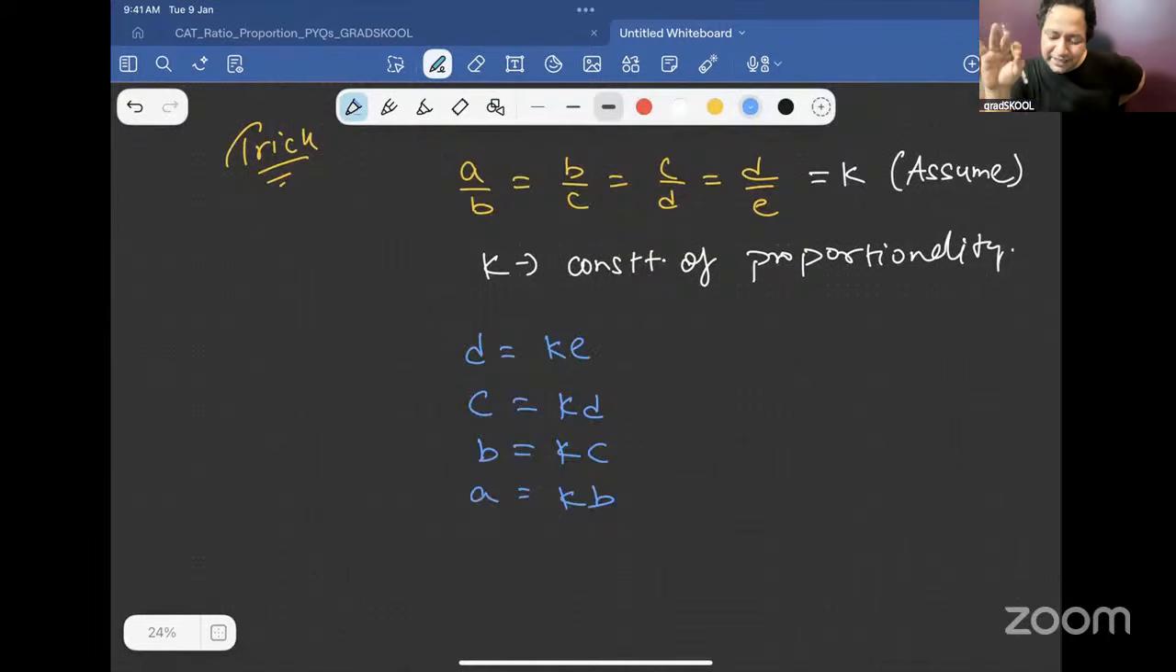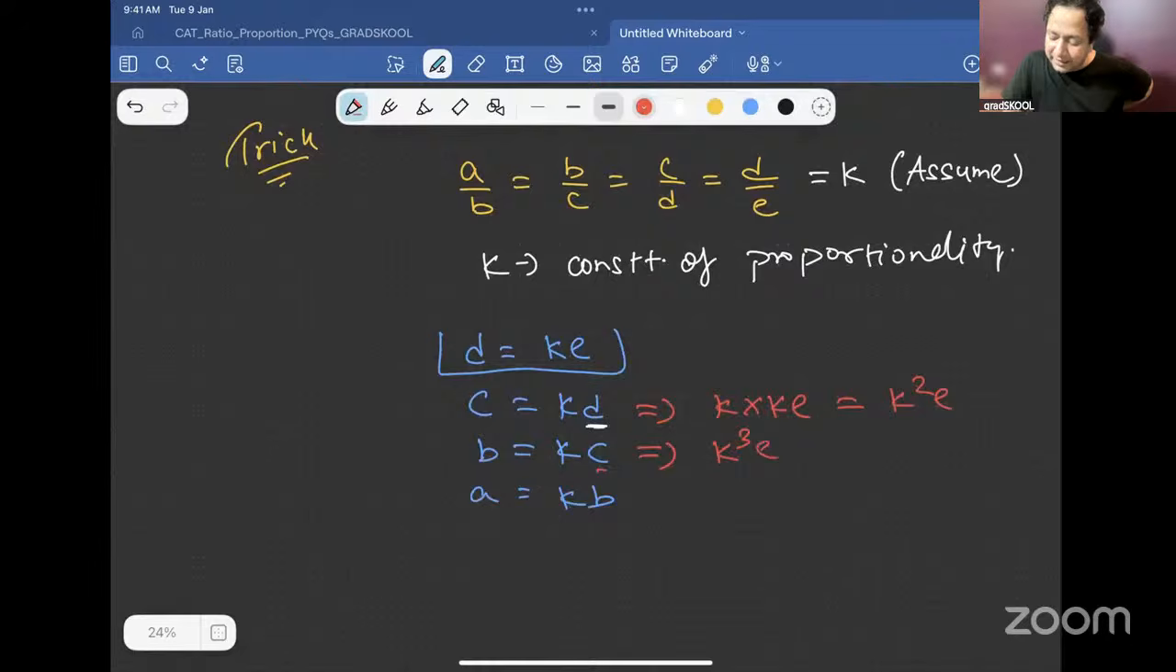I can just write everything in terms of K and E. How do I do that? As you see, D is equal to KE. If I put the value of D here in terms of E, what do I get? I get K times KE, which gives me K square E. Cool. And in a similar fashion, if I replace C with K square E, I would get K cube E. And here I'll get K to the power 4 times E.